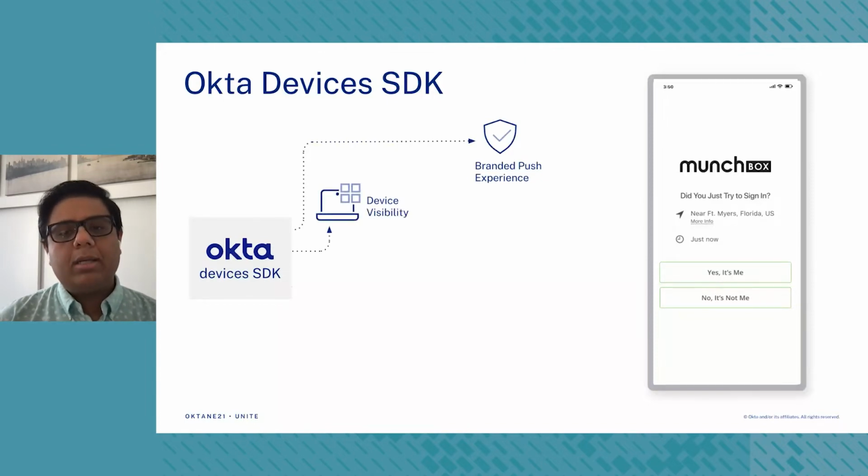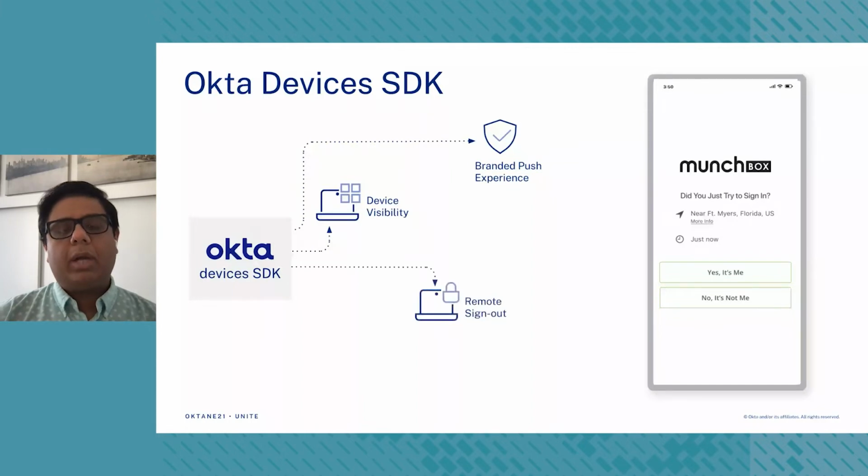Next, because Okta Devices SDK is built on the Devices platform, this means that every device that's used to access your app is now represented in Okta's Universal Directory. This means that admins and end users can look at a list of all of the devices that they've used to sign in to your application. With this, you can enable scenarios like remote sign out, where an end user can log in to their app or website and get a list of all the devices that they've used to sign into your application and remotely sign out devices that they may have lost or may not want to have access anymore.